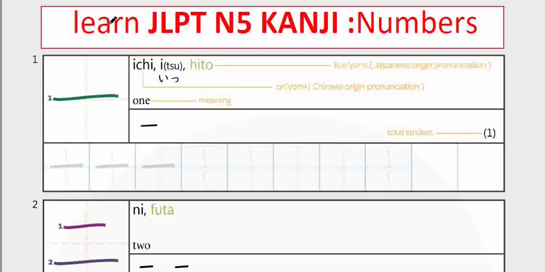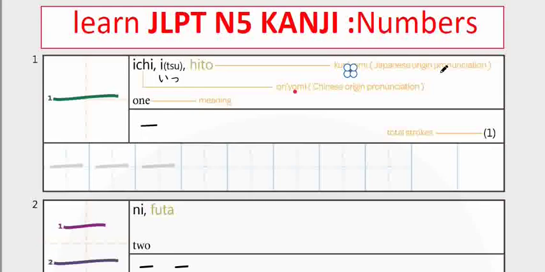Each kanji will have two types of reading. Reading is called yomi in Japanese, and each type of reading will have the same meaning. There are two types of reading, namely kunyomi and onyomi. I have given the meaning next to them for your convenience. Kunyomi means the Japanese pronunciation and onyomi means the Chinese pronunciation.